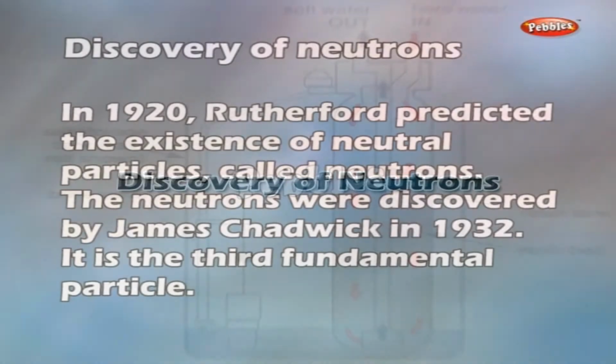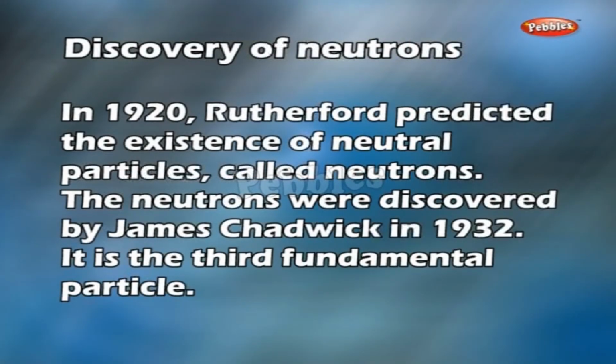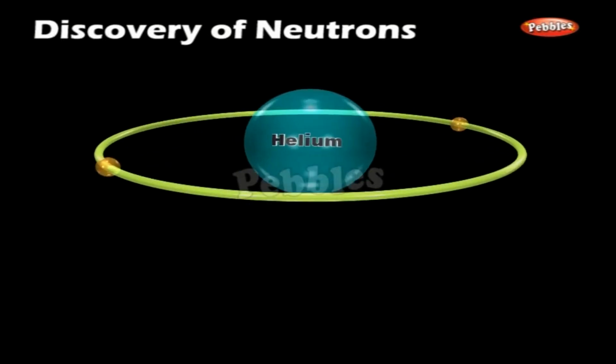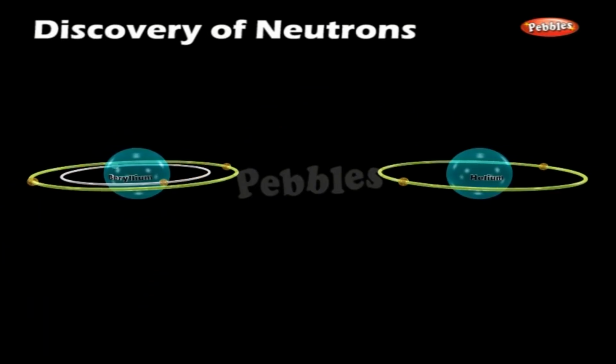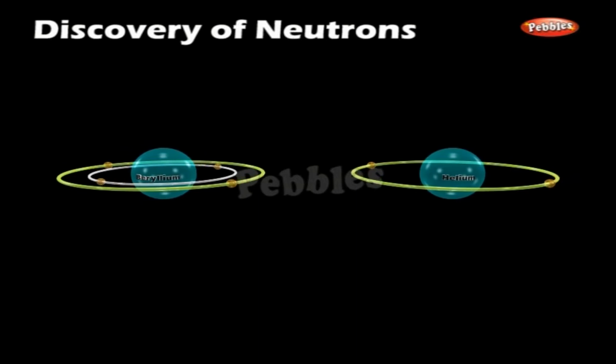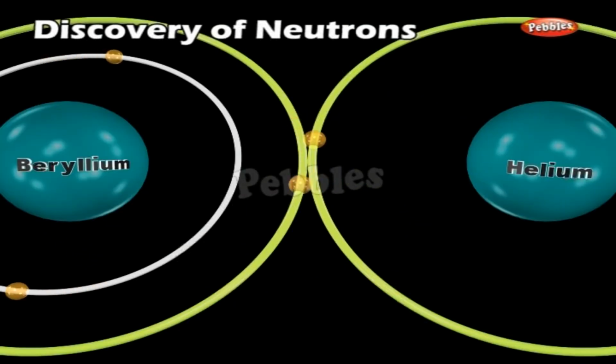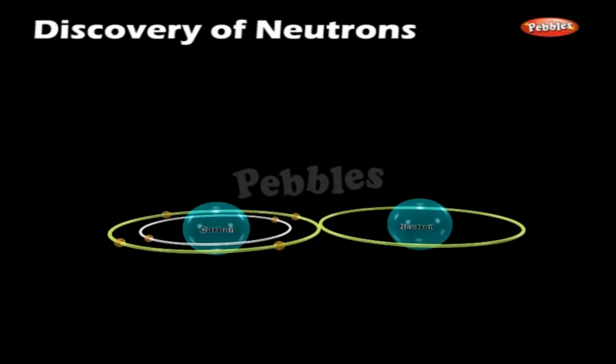Discovery of neutrons. In 1920, Rutherford predicted the existence of neutral particles called neutrons. The neutrons were discovered by James Chadwick in 1932. It is the third fundamental particle. Chadwick bombarded lighter elements like beryllium and lithium nuclei with alpha particles. As a result, neutrons were emitted from the metal. Beryllium plus helium gives carbon plus neutron.